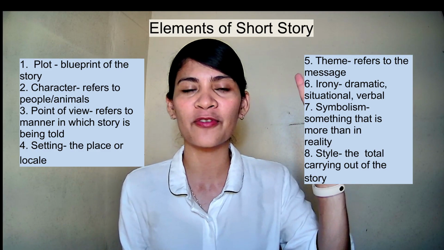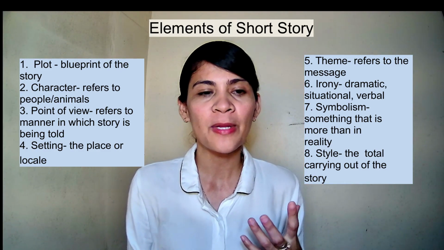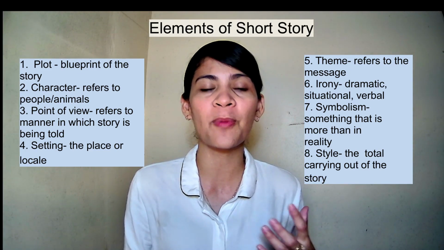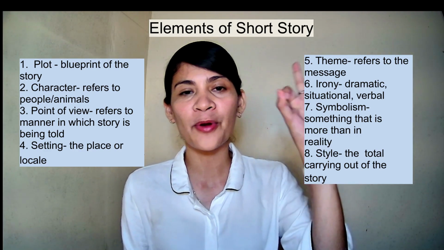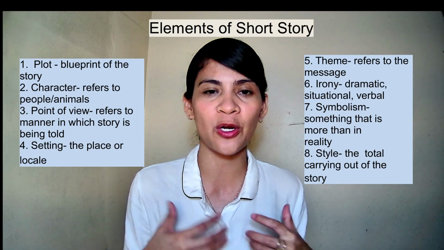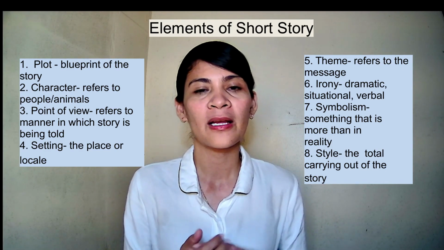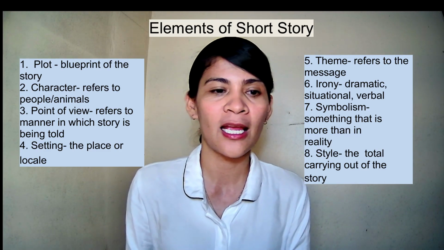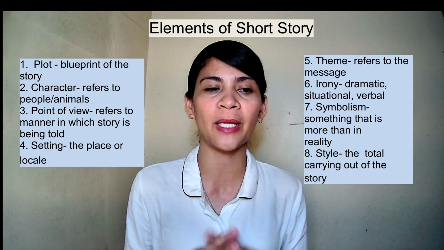Number two element of the short story is characters. Character refers to people or animals that take part in the events in a story. So it talks about your subject. Number three, it should have a point of view. It refers to the manner in which the story is told. Point of view meaning perspective. The number four element of the short story is the setting. This is the place, the locale where the event or action took place.